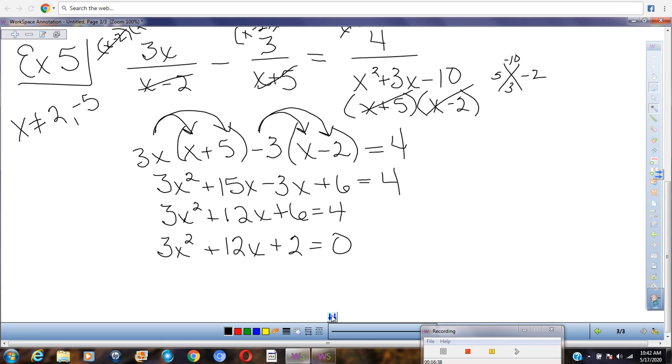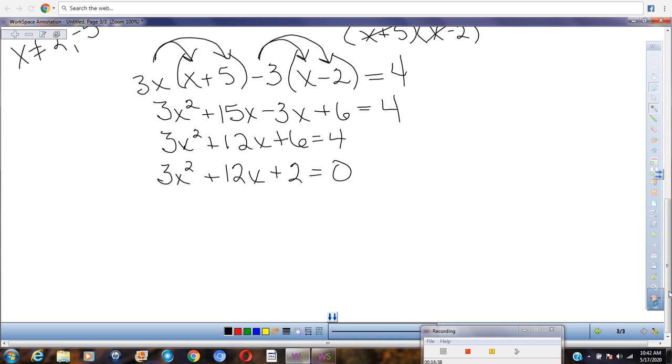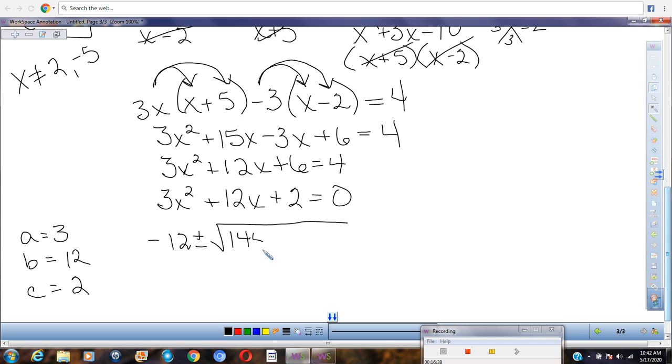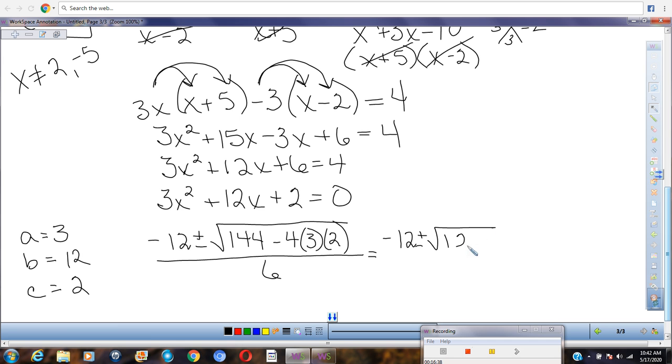Using our quadratic formula again, we have a equals 3, b equals 12, and c equals 2. All right, so negative b, which is negative 12, plus and minus the square root of b squared minus 4 times a times c all over 2a. Simplifying underneath the square root, we have 144 minus 24, or we have negative 12 plus and minus the square root of 120 over 6.